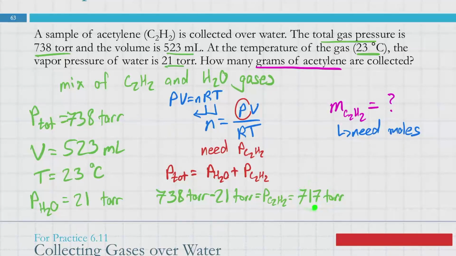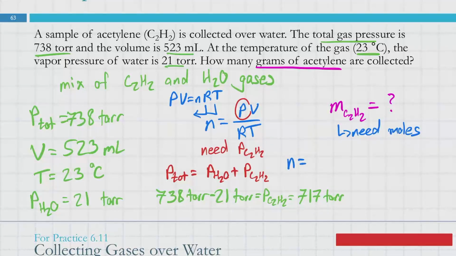So now that we've got our pressure, we've got all the tools that we need to find the number of moles of acetylene. Questions on how we got here? Okay.